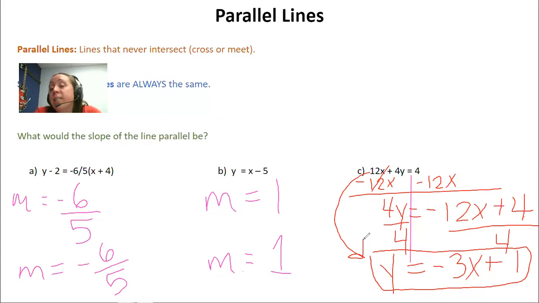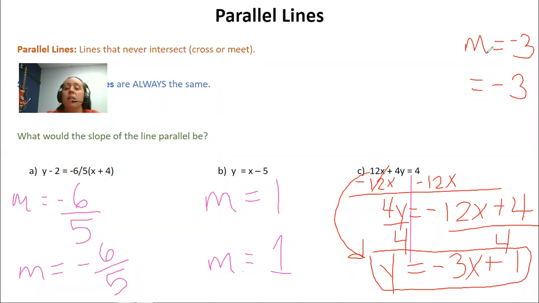So what is the slope of that equation now? Now I can really easily read it off there. Negative 3. And whenever we say the slope, we would always say negative 3 because that x is the variable. And then what would the slope be of a line parallel to that line? Also negative 3. Good job. Cool.